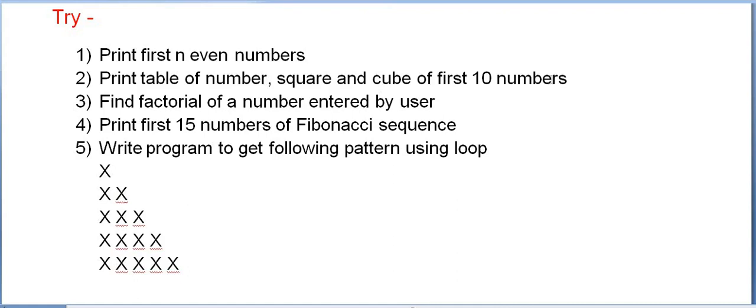Print table of number, square and cube. This is easy for you now. Find factorial of a number. Factorial is multiplication of 1, 2, 3, 4 up to the nth number. Print first 15 numbers of Fibonacci sequence. What is Fibonacci sequence? Find out. Write a program to get the following pattern. This type of pattern or any pattern of your choice. You can do it. So just try this.